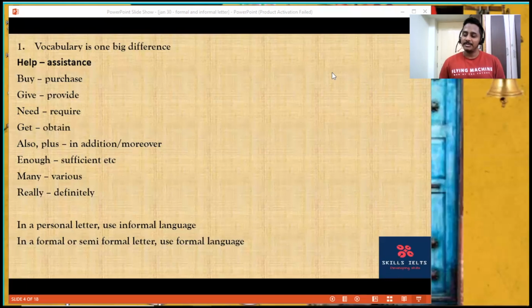Really, it is awesome. Definitely. So there are a few things which, when you start writing, you would understand more about. So for now, know that the tone is the one that makes a huge difference in your IELTS letter writing. In a personal letter, when you're talking to your friend, use informal language. In a formal or a semi-formal, use formal language.